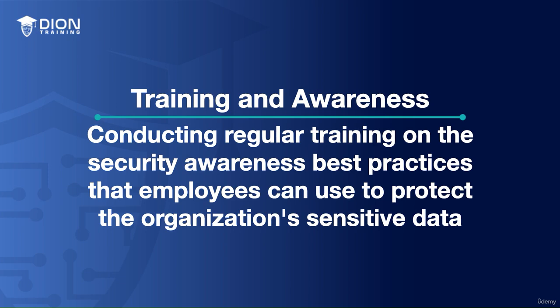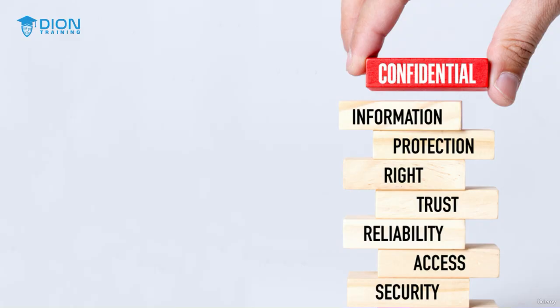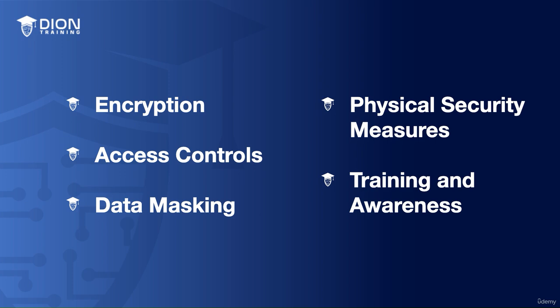Often, breaches in confidentiality are going to occur due to human error, negligence, or malicious intent. To help prevent human error and negligence, you should conduct regular training on the security awareness best practices that employees can use to protect their organization's sensitive data. So remember, confidentiality is the principle of ensuring that information is only accessible to those who have the right to access it. Whether through encryption, access controls, data masking, physical security measures, or training and awareness, our goal is going to be to protect our organization's sensitive data from prying eyes.